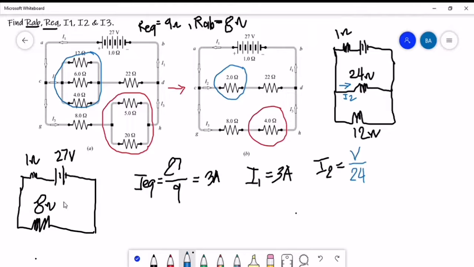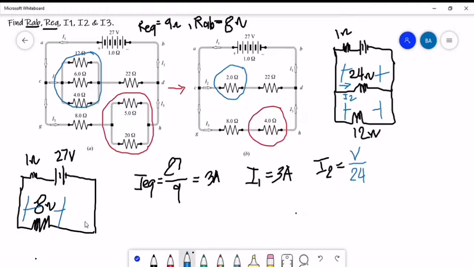The voltage drop in our 8 ohms, since this is just the combined circuit for the total resistance of the 24 and 12 ohms, will be equal to the voltage drop here, and also here. So how are we going to find the voltage drop for our 8 ohms?